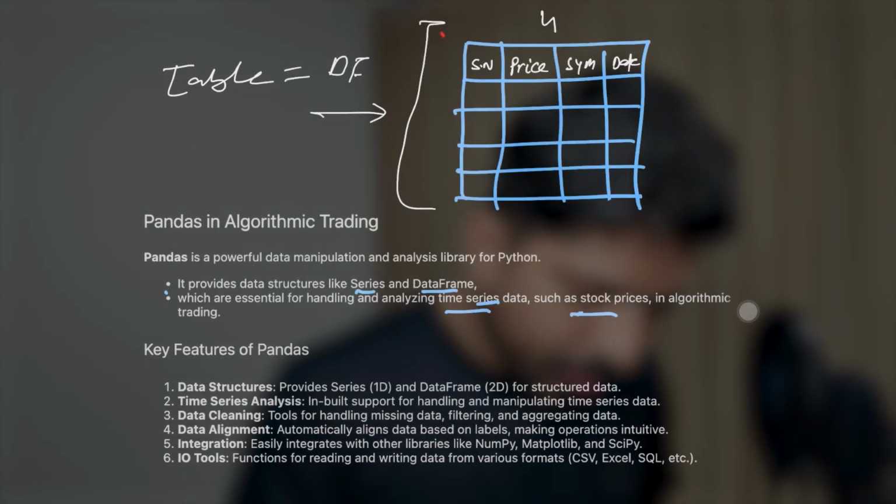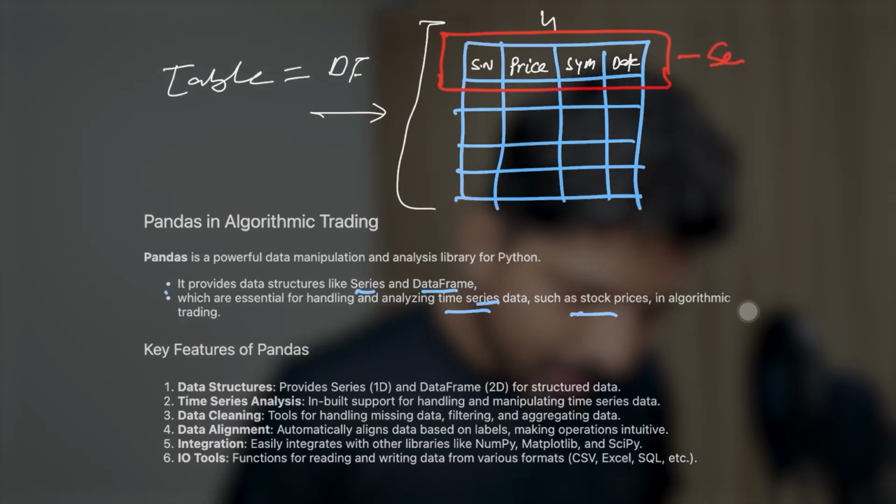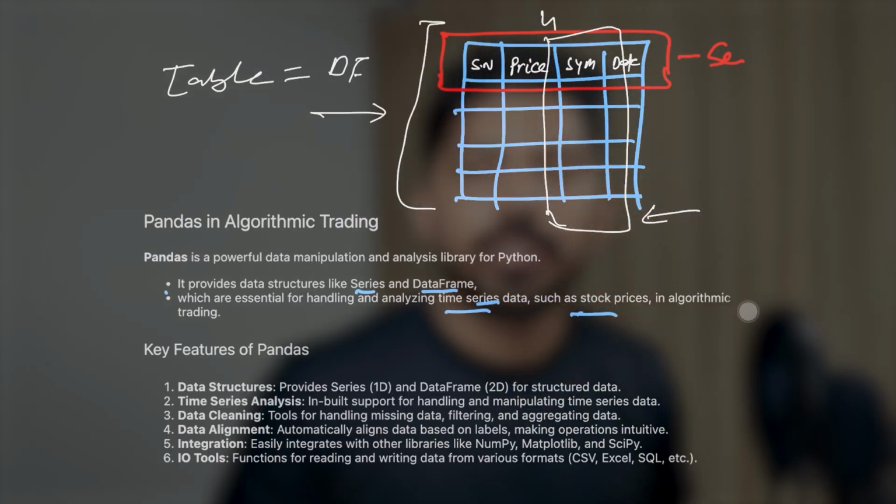So any single column or a single row is known as a series. That's it. That is the basic definition of a series. So let's say if you take this row out of this table, it will become a series. Simple. Similarly, if you take out this row out of this data frame, it will become another series. Means simply a single row or a single column is known as a series. Hopefully it's clear. If you have any doubt, please get it cleared in the comments.